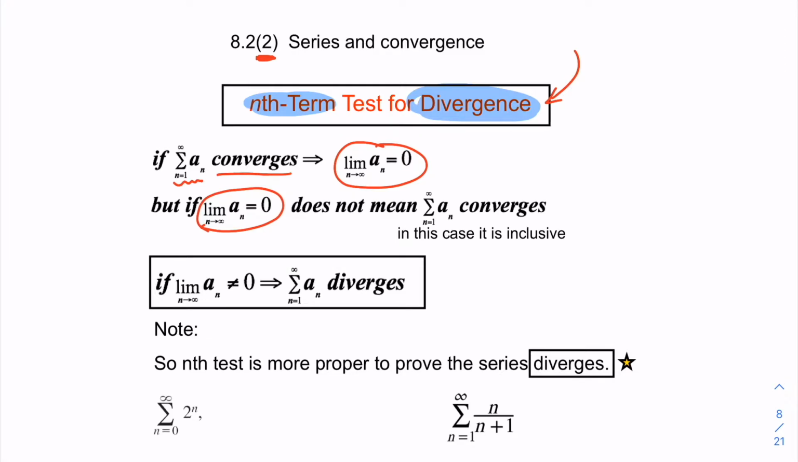However, if we know the limit of a_n is not 0, that means the nth term of this sequence is not 0. In this case, our conclusion is the series will diverge. This is what we call the nth term test for divergence. Let me show you some examples.